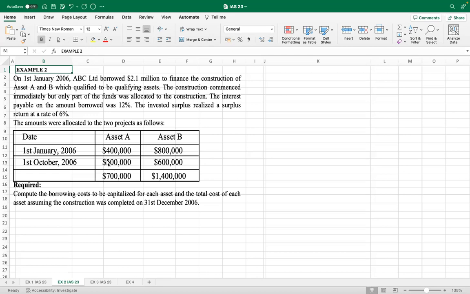Now, I'm only using asset A, and then later on I'll explain asset B.